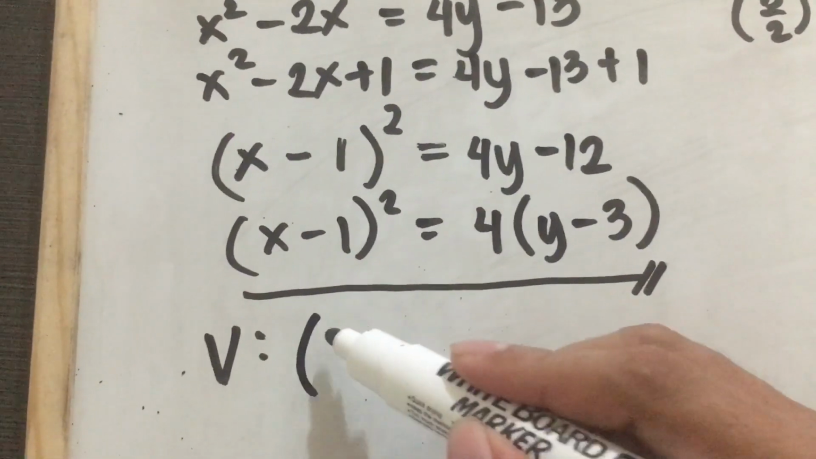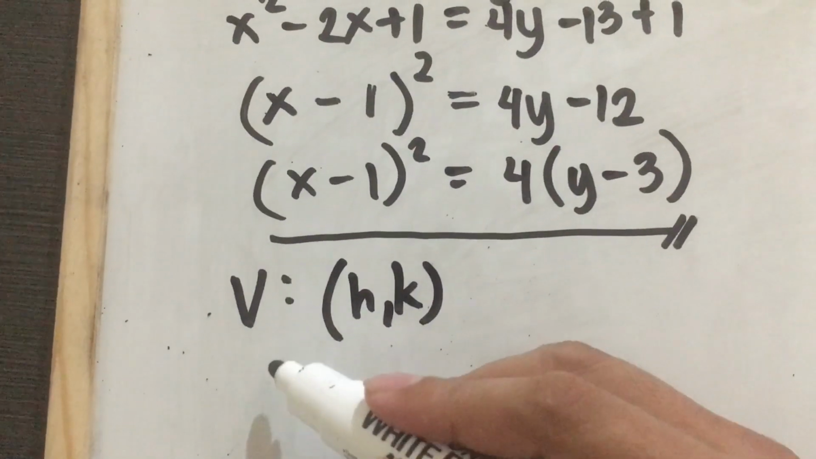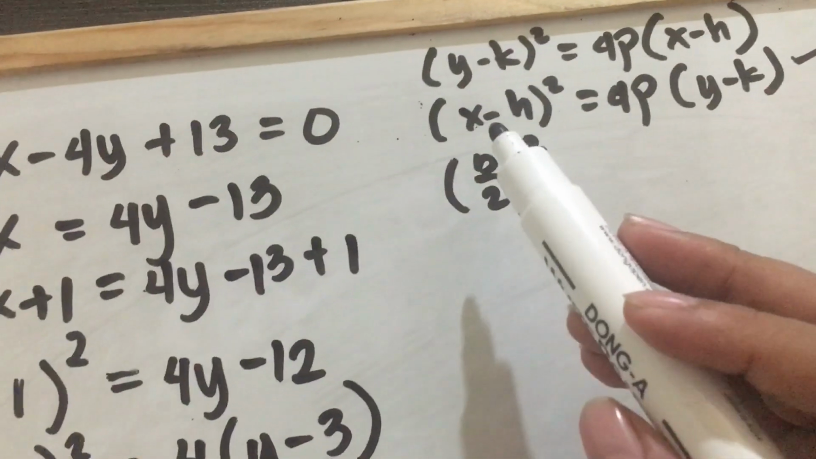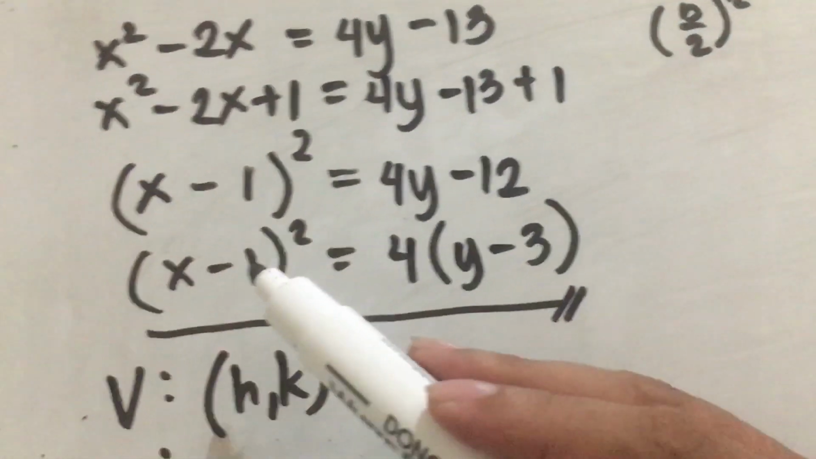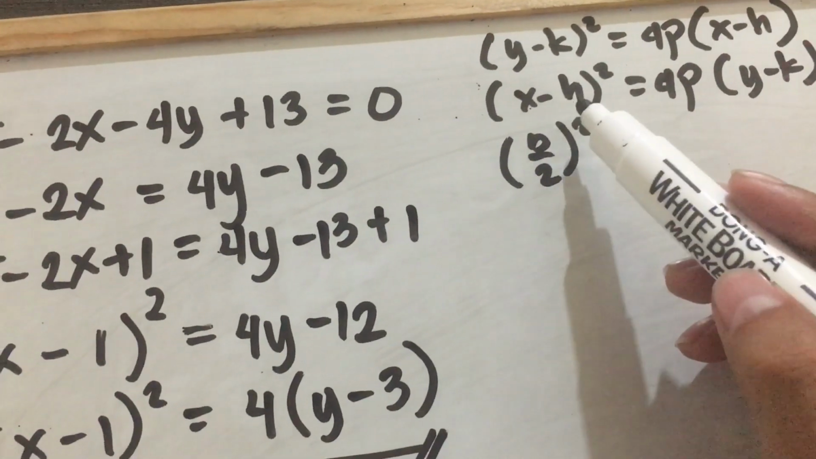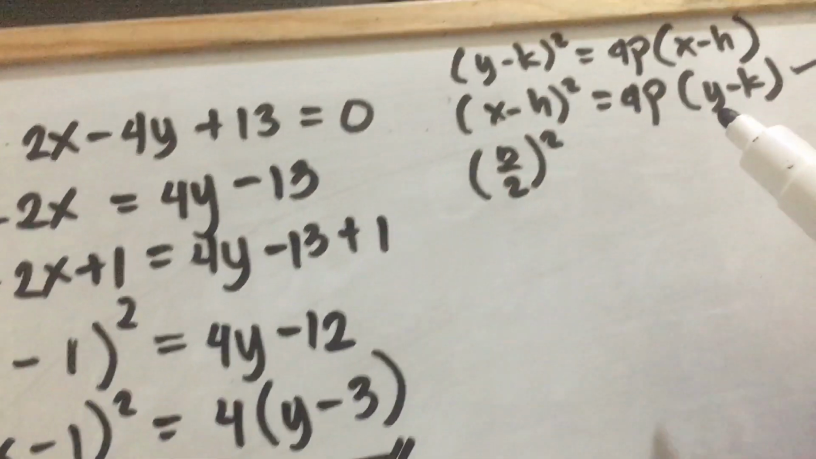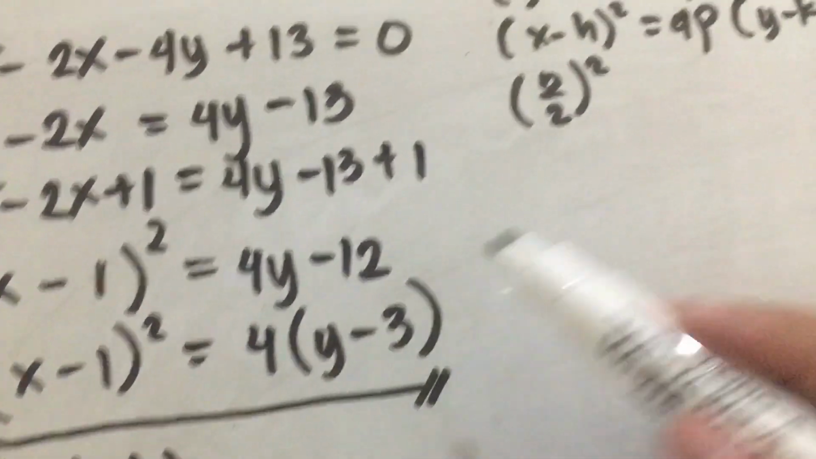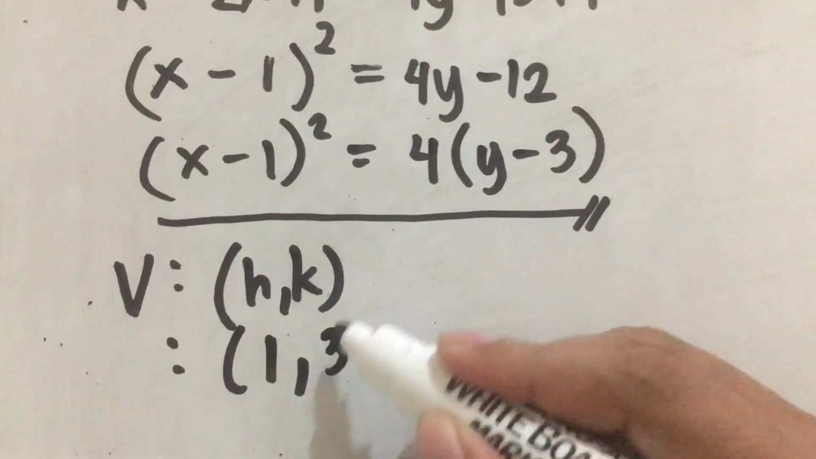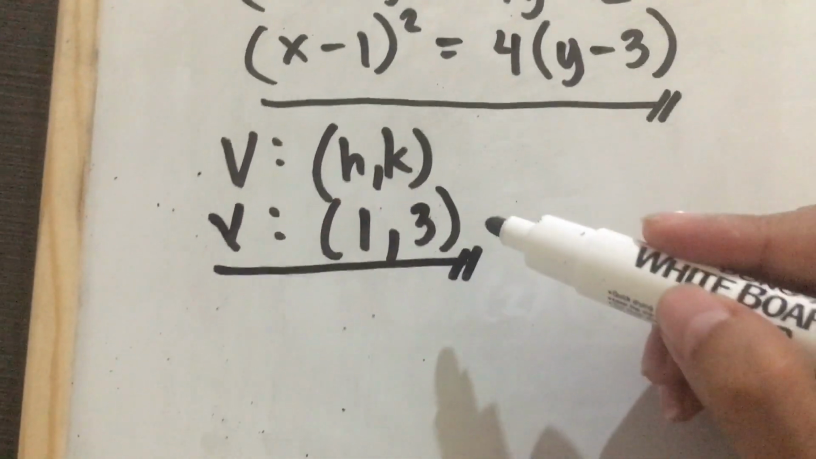So the vertex, we all know the vertex is (h, k). From the vertex (h, k), your h is in x minus h, so your h, therefore, is equal to 1. Your k, in y minus k, is 3. So therefore, your vertex is equal to (1, 3).